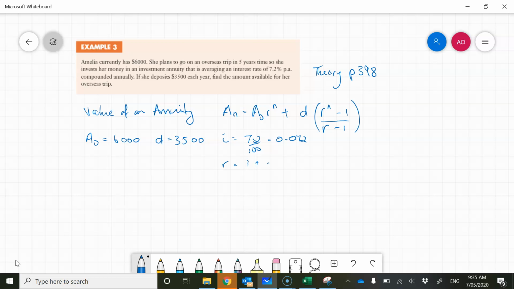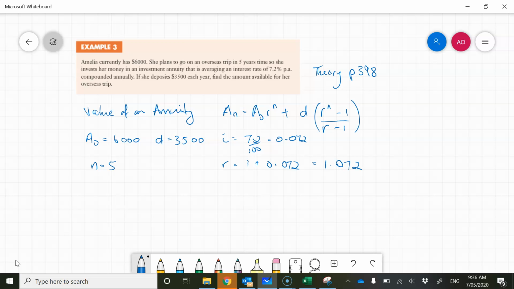And our R, of course, is equal to 1 plus I. So 1 plus 0.072 gives me a value of 1.072. Now, any other values in there that I need? I think that's it. I've got an A_0, I've got an R, I've got an N. N is 5. Compounding annually, and it's for 5 years, so 5 times 1 is 5.